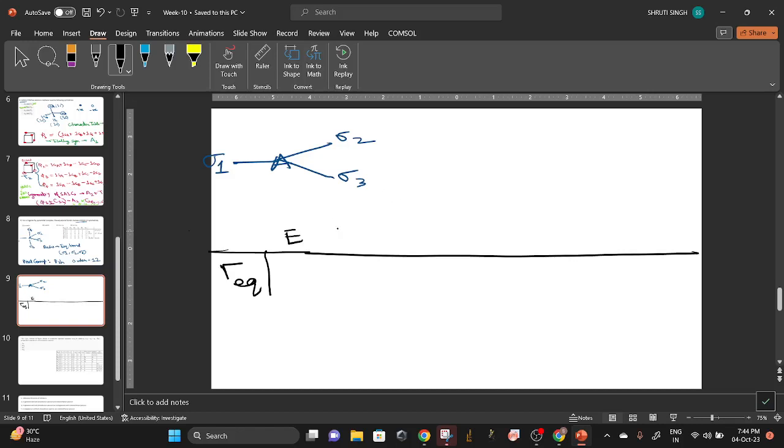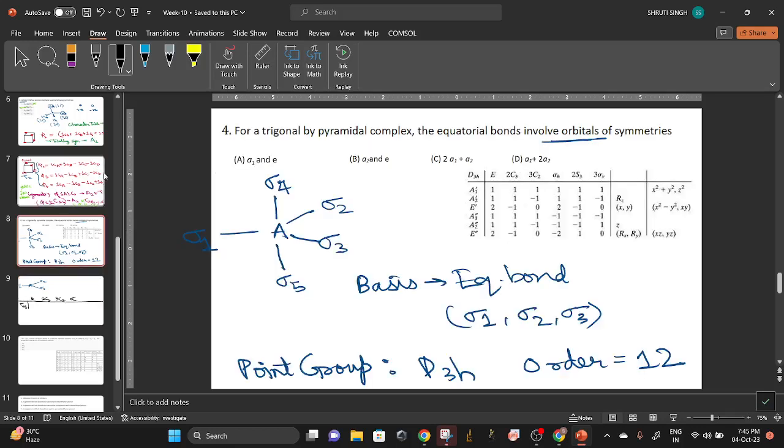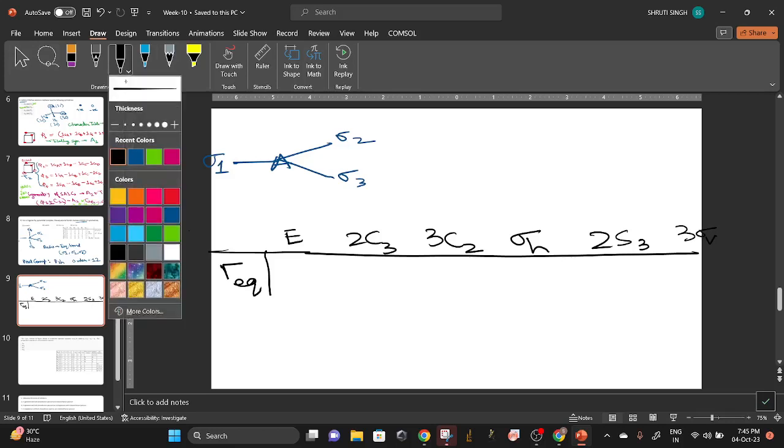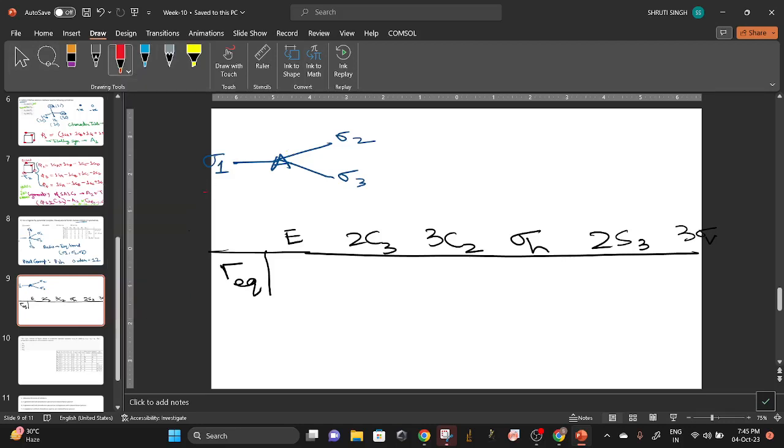First is E, C3, 3C2. I'm writing the symmetry operations in the D3h point group, from the character table: 2S3 and 3 sigma v. Now, notice that I have not written sigma 4 and sigma 5 here because they are not in the basis. It doesn't count what happens to them.